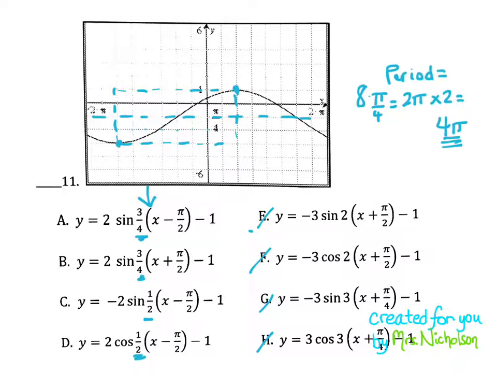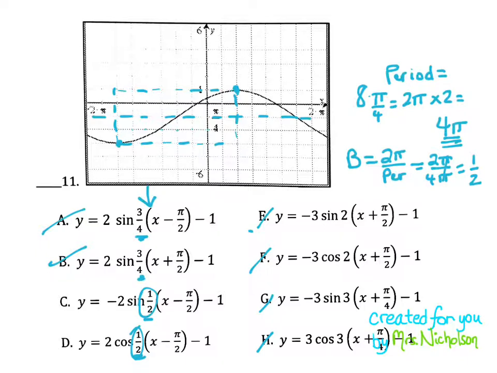If I know the period, then I can find B. B is going to be equal to 2 pi divided by the period. 2 pi divided by 4 pi. Pi's cancel, and that reduces to 1/2. So that means that I've eliminated A and B. I've got a B value here of 1/2. So I know I'm choosing between C and D.